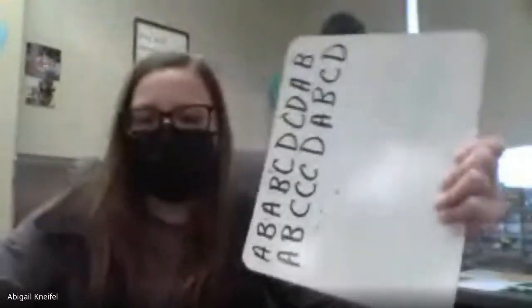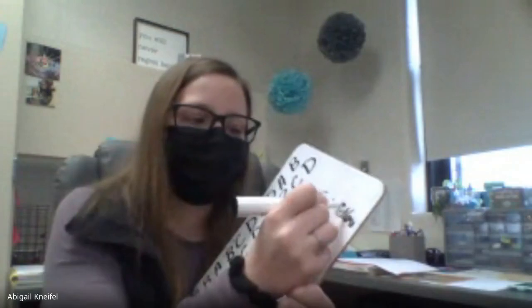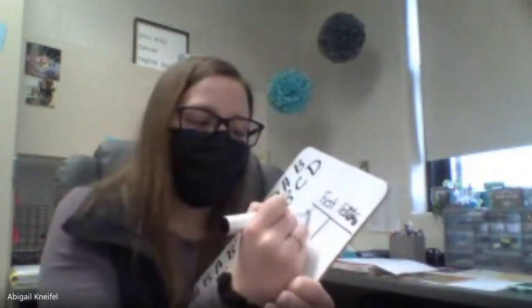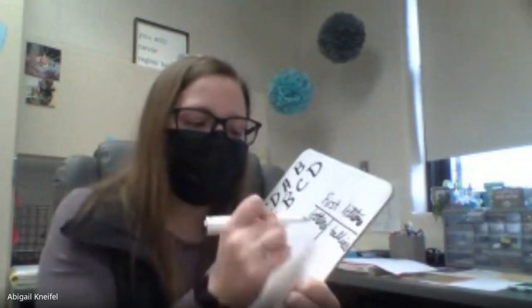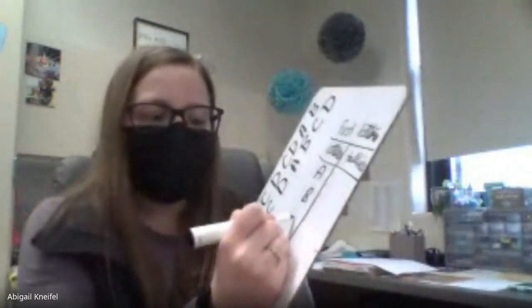All right. Looks like most of us are done. So Mrs. Kneifel's going to turn it on the side again just because that's easier for me to make my graph because of my space. My title is going to be first letters because that's what I just decided it's called. I'm going to put letters over here, and I put tallies over here. And then obviously it makes sense to do A, then B, then C, then D. Why would you put it in any other order?